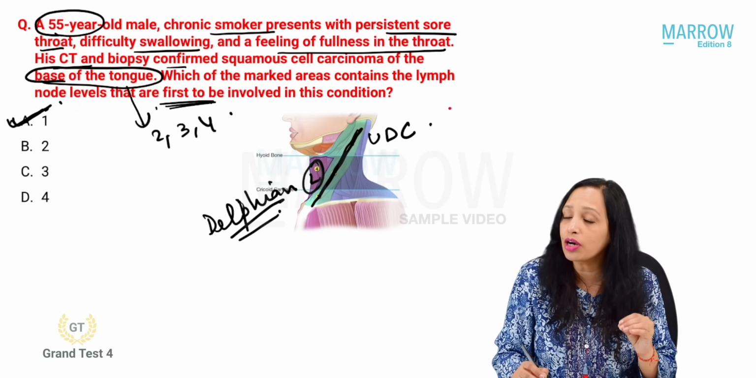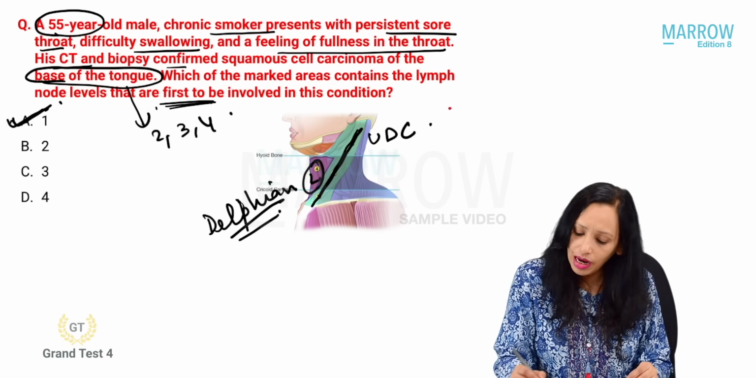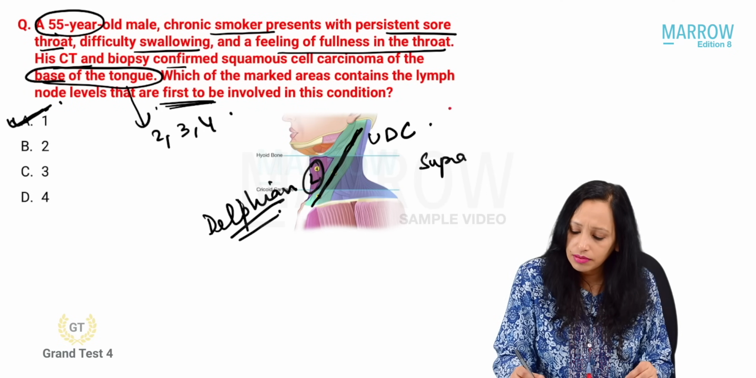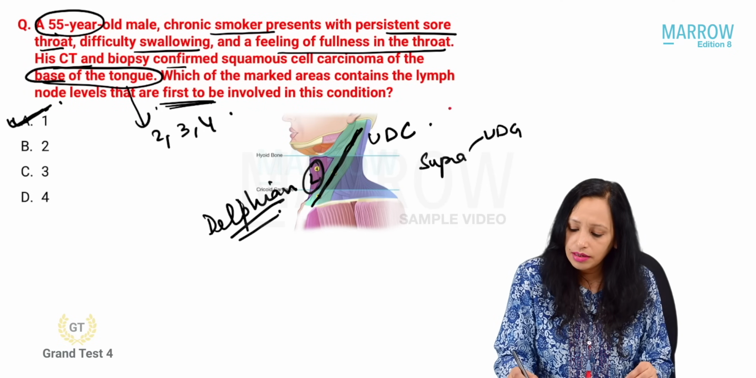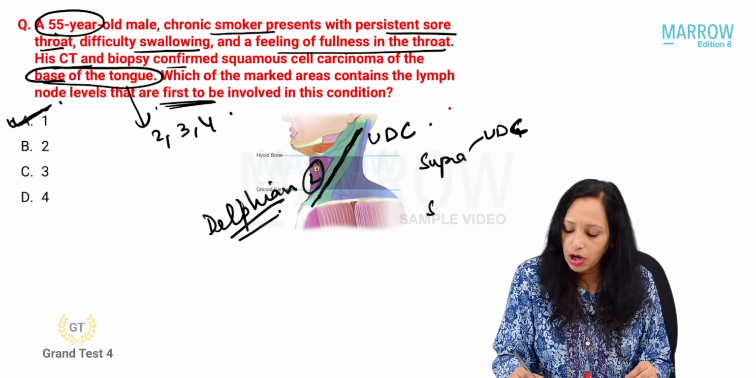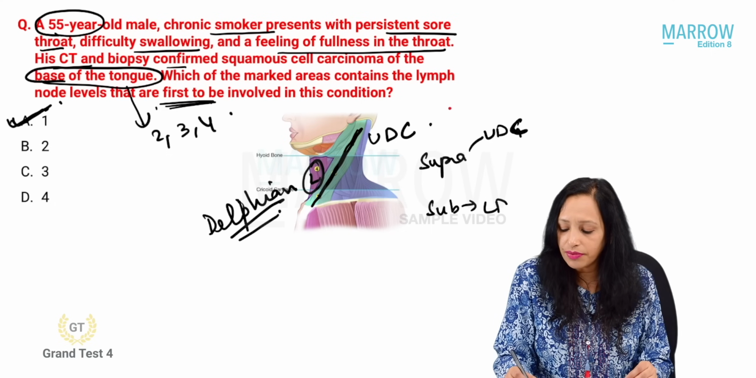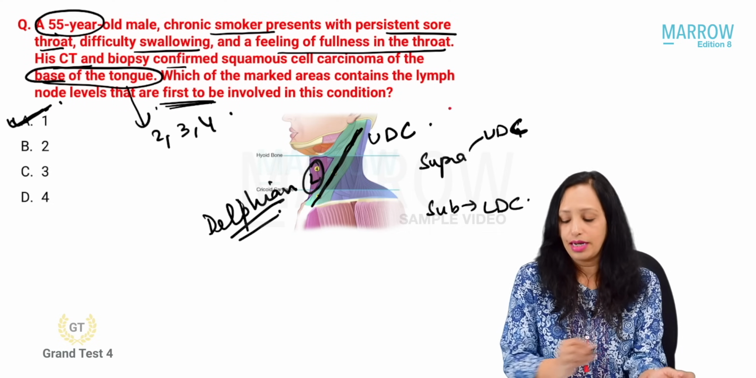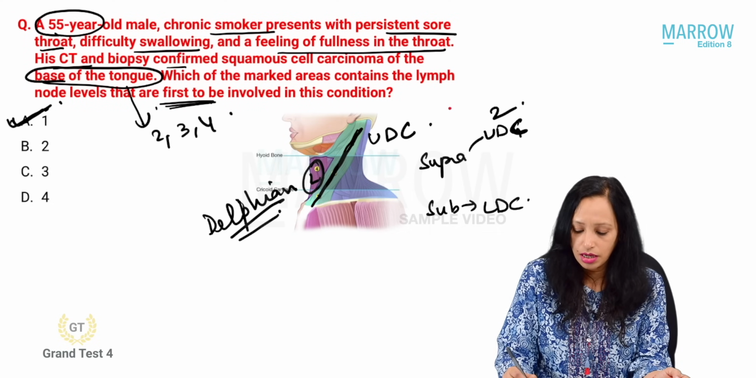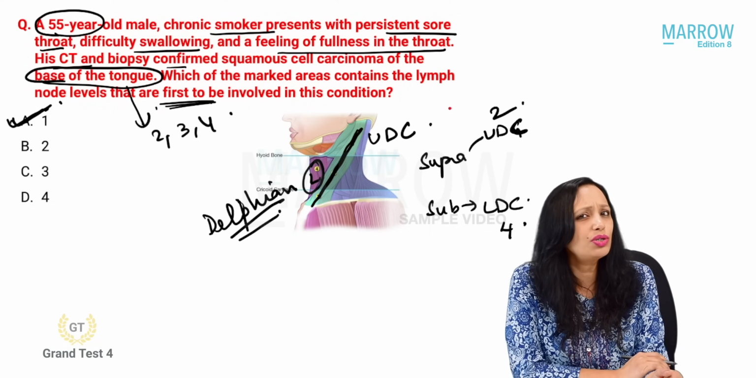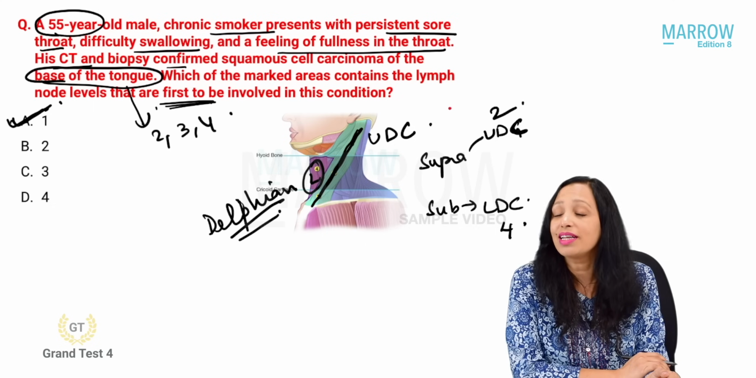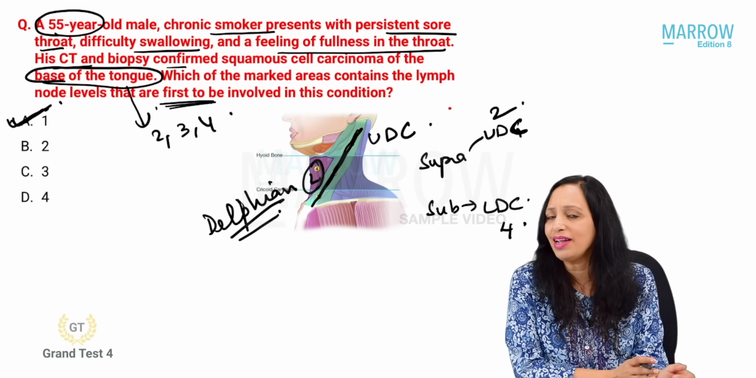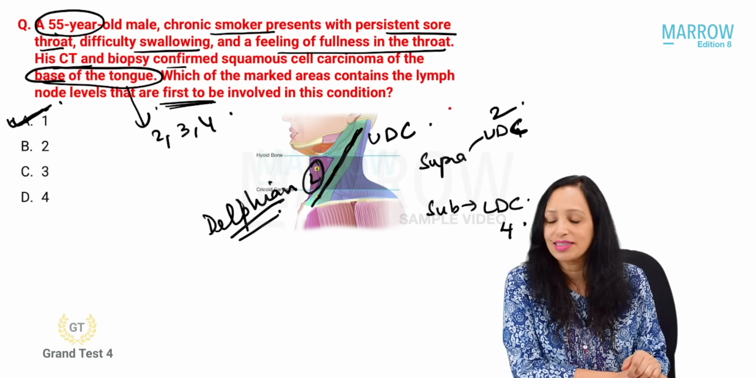Out of which the supraglottis drains mainly into the upper deep cervical, and the subglottis mainly into the lower deep cervical. This is 2 and this is 4. And the glottis has literally no lymphatics. That is why it has the best prognosis. Yes, so those were the questions. I hope it was helpful.